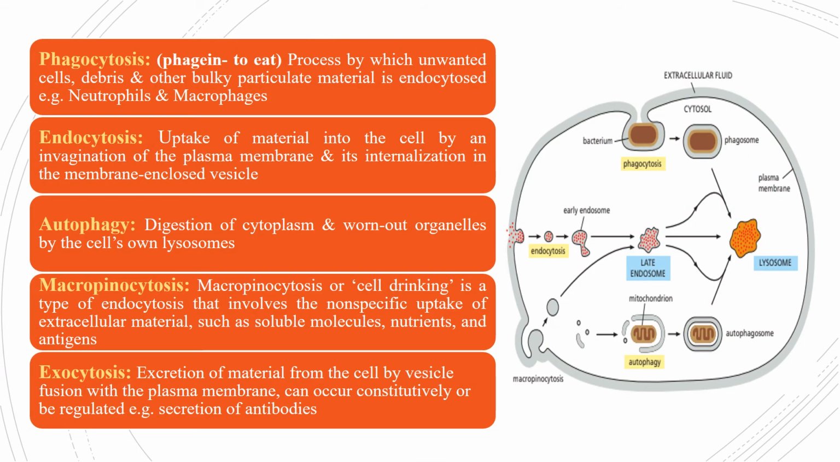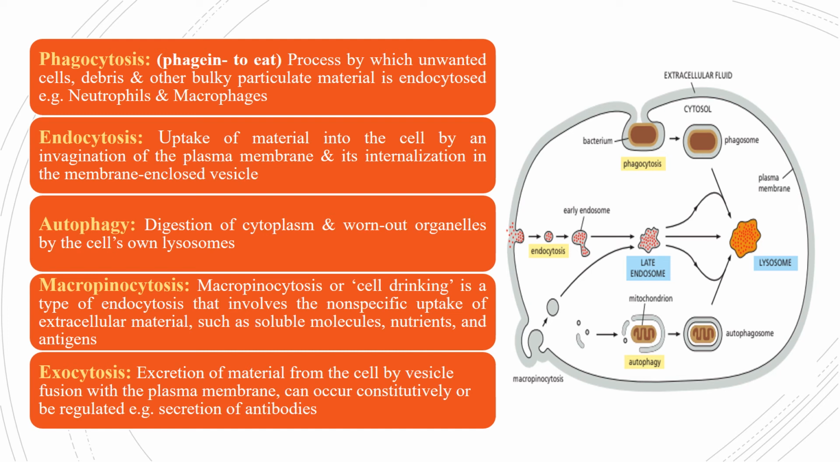Now, some key terms associated with the lysosome include phagocytosis, endocytosis, autophagy, macropinocytosis, and exocytosis. Phagocytosis is a process by which unwanted material such as cells, debris, or any bulky particulate material is taken into the cell. Endocytosis is the uptake of material into the cell by invaginating the plasma membrane and then internalizing the engulfed product into a membrane-bound vesicle. Autophagy is the digestion of cytoplasm and worn-out organelles by the cell's own lysosome.